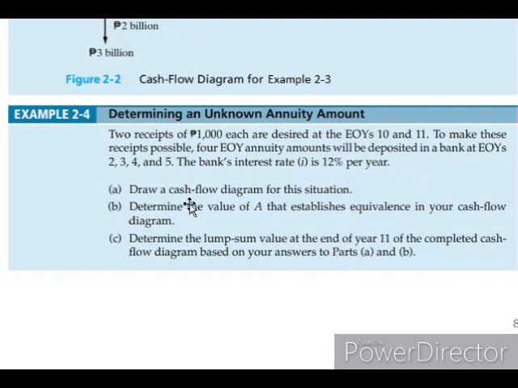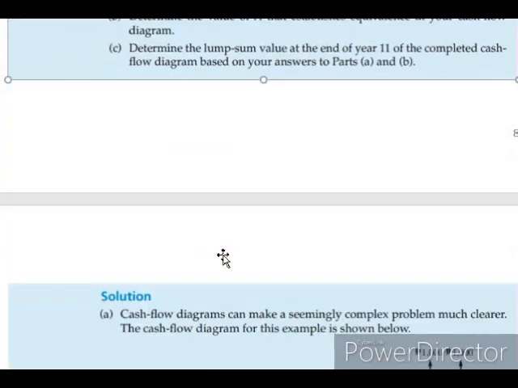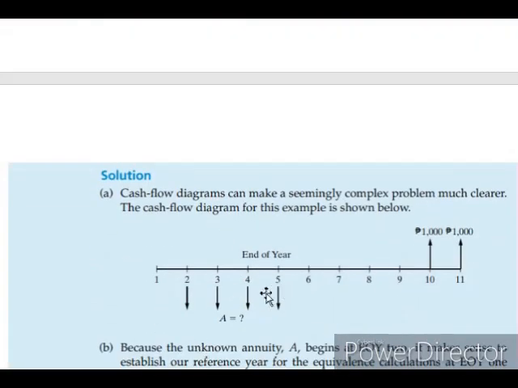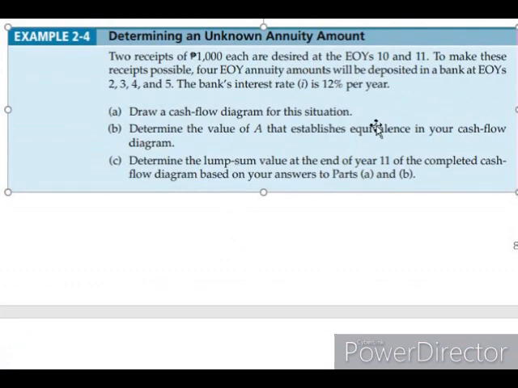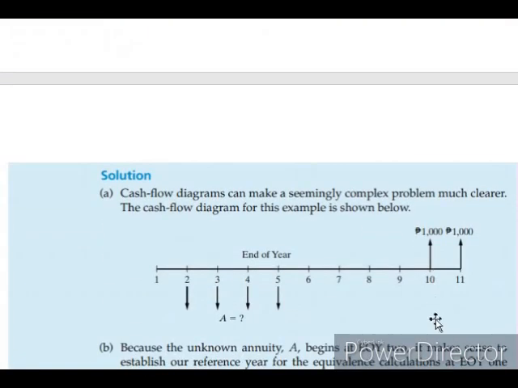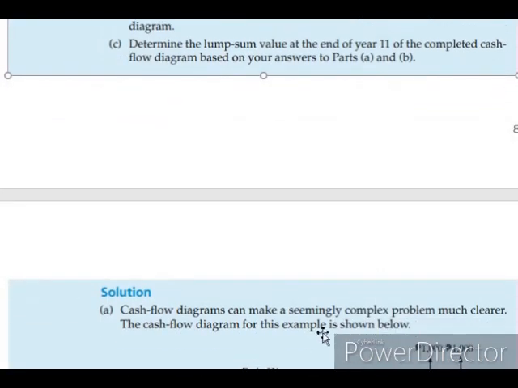So, ito yung mga pinapahanap. Draw a cash flow diagram for this situation. So, draw muna tayo. Sa periods 2, 3, 4, 5, may annuities doon. Okay? May binigay ba na amount? Wala. Sabi lang, magkakaroon ng deposit. So, hanapin natin yon. Next, sa 10 and 11, sinabi, tig-1,000 pesos yan. So, yun yung cash flow niya.